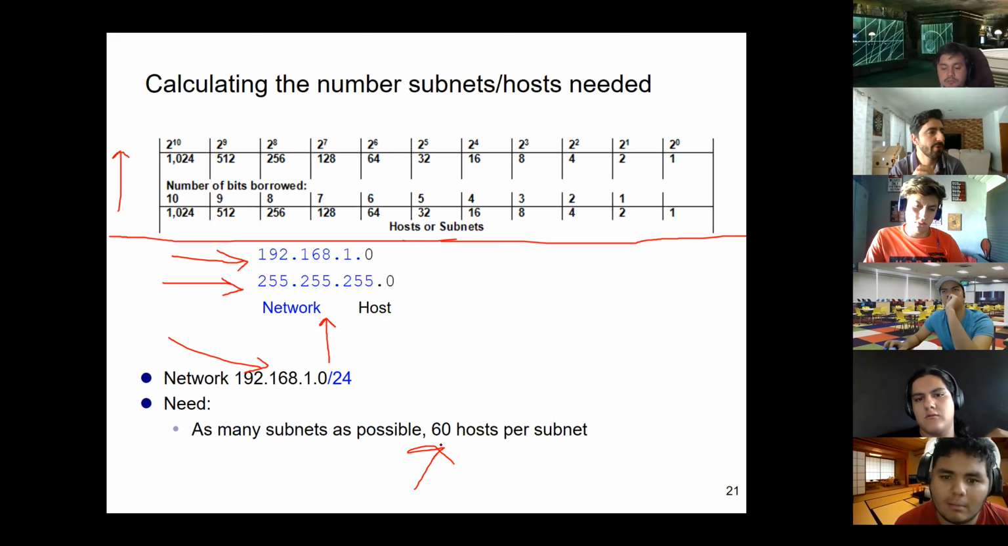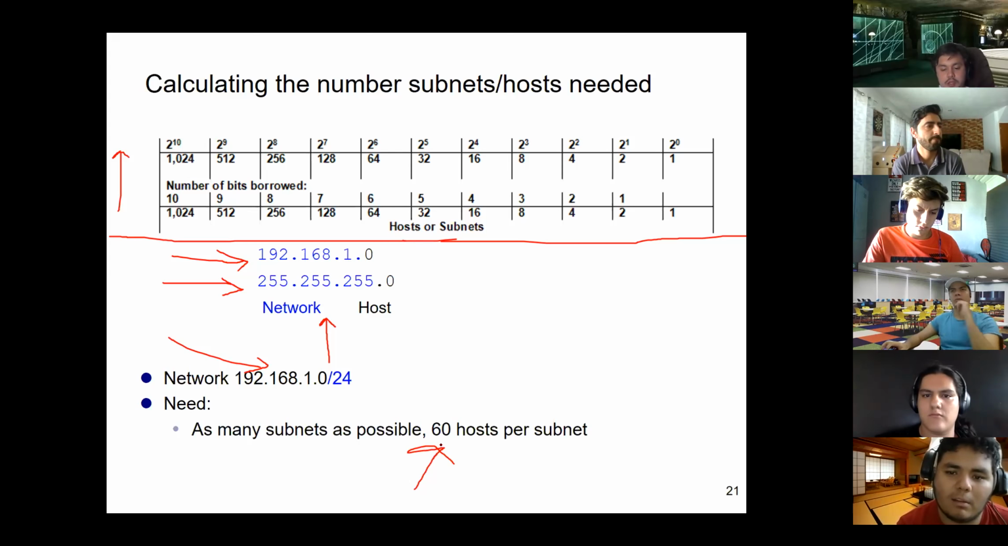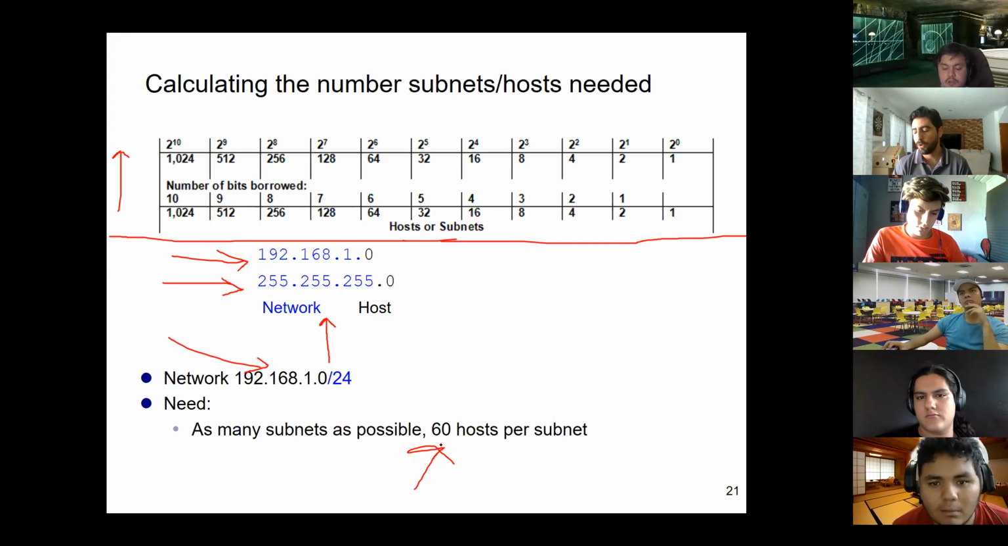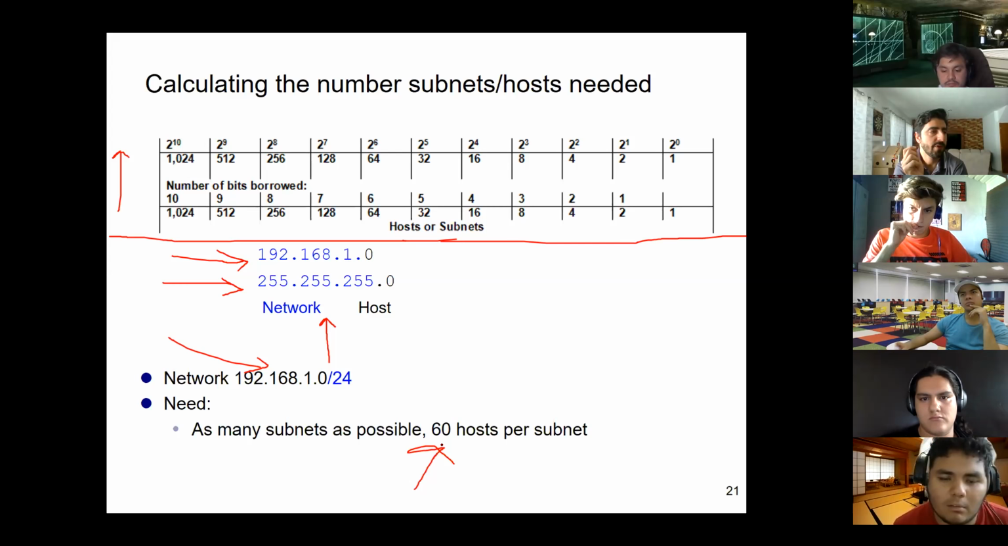I was saying that 2 to the 6 is 64. So we can leave the last 6 bits as the host part and the other ones as the subnet mask. Okay, so you want to dedicate 6 bits for your host, right? Yeah, because 2 to the 6 is 64, and minus 2, you can connect 62 hosts per subnet.